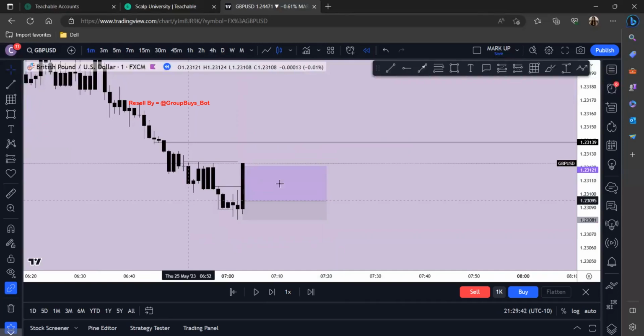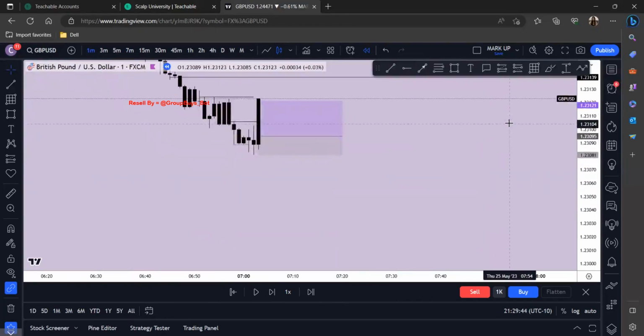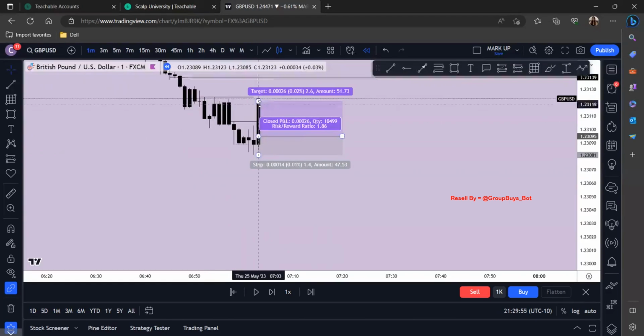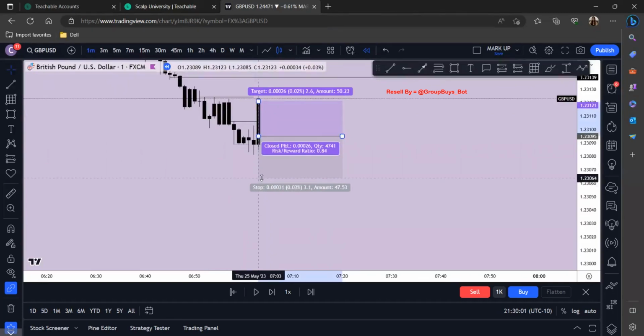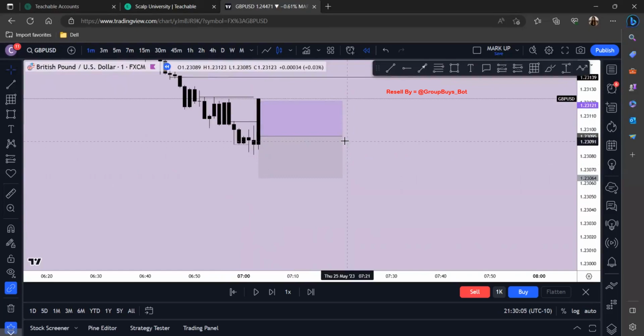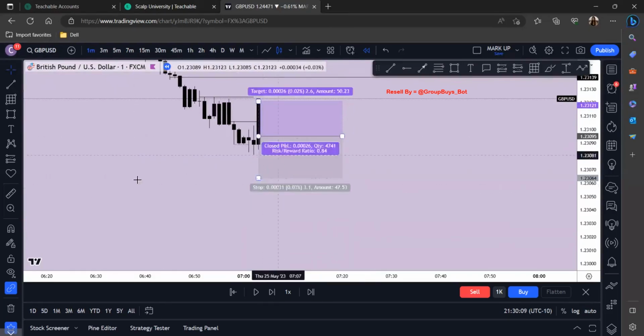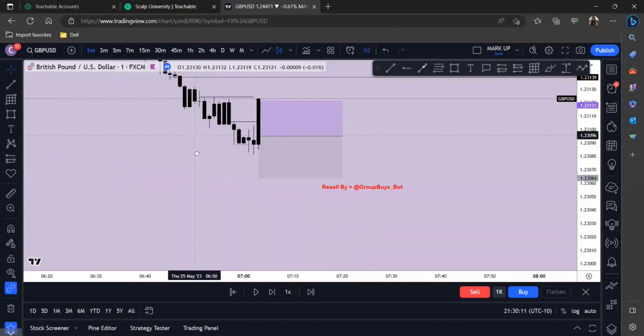However, I don't really like 1 pip stop losses because, depending on the spread of your broker, price could just move, and depending on what session you're trading, you could honestly get taken out from the spread. So I suggest that you place maybe a 3 pip stop. A 3 pip stop would be nice. You can even do a 2 pip if you want, but I account for spreads when it comes to anything very low as far as stop loss.